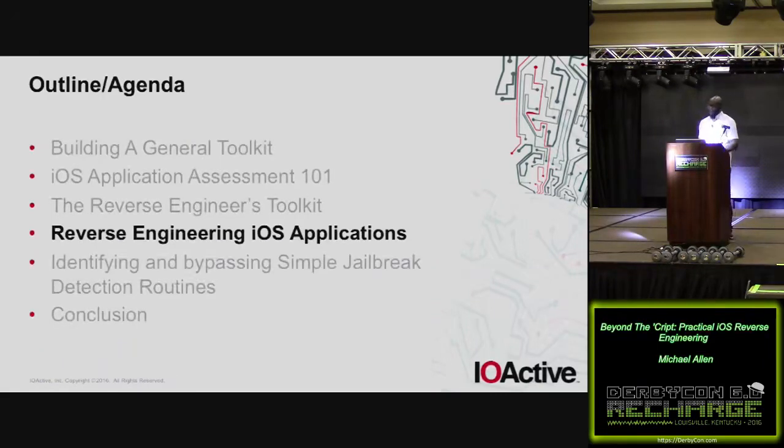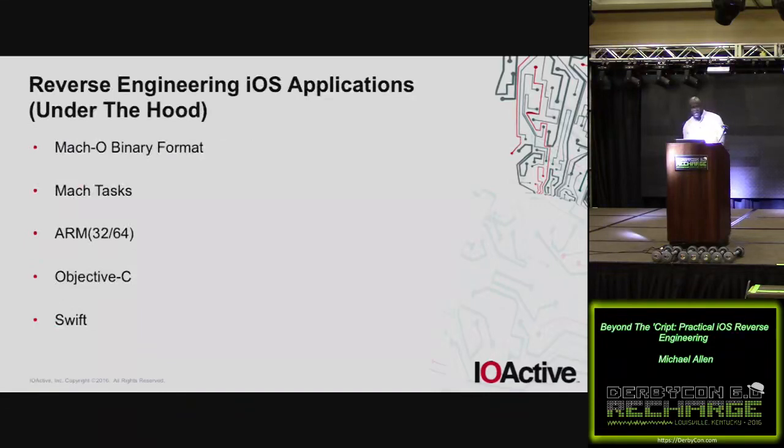So we've looked at the common tools, common tests, realized our limitations, realized that we need to change our approach, and so we improved our toolkit. And now we're going to get into the fun part of the talk, which is reverse engineering iOS applications and what happens under the hood. We're going to start with the Mach-O binary format, then move into Mach tasks. Then I'm going to introduce ARM32/64 at a very high level, and then look at what happens under the hood with Objective-C and Swift, right?